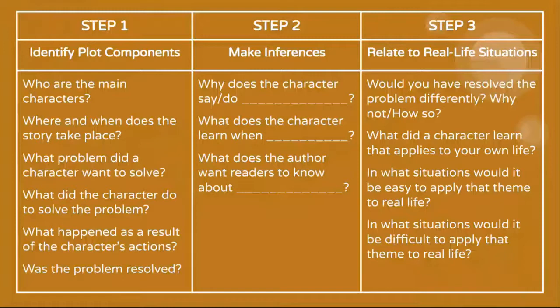So then you can say, well, why did the character say that? Or why did the character do that? Right? What does the character learn when this event happens or this situation is going on? And what do we think the author wants the readers to know about something, right? So once you figure out what's happening, you can start to make inferences about the point and the ideas of those things. And then in step 3 is where you really get to theme, where you really get to humanity and the human experience.